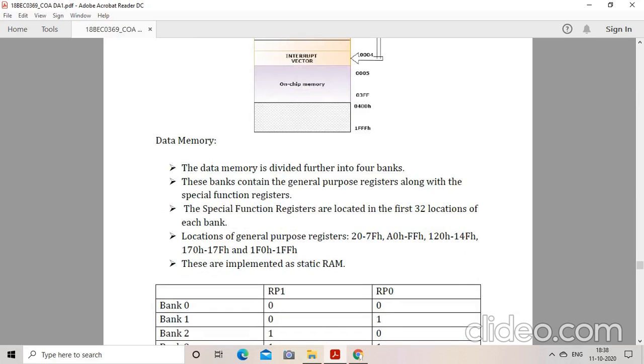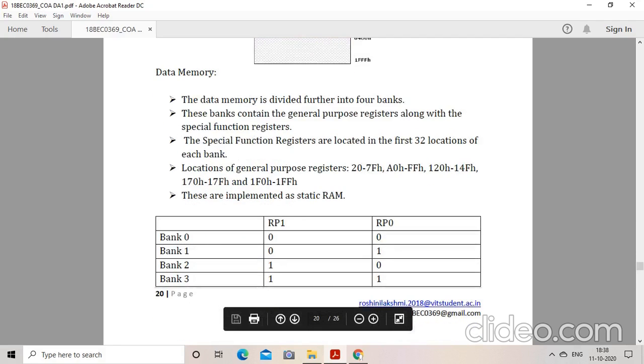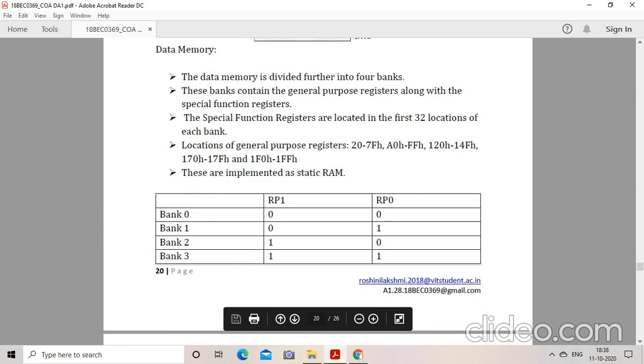Data memory is mainly divided into 4 banks: bank 0, bank 1, bank 2, bank 3. When RP1 and RP0 both are 0, bank 0 is selected. The locations for these registers are given here. When RP1 is 0 and RP0 is 1, bank 1 is selected. When RP1 is 1 and RP0 is 0, bank 2 is selected. When both RP1 and RP0 are 1, bank 3 is selected. These were implemented as static RAM.